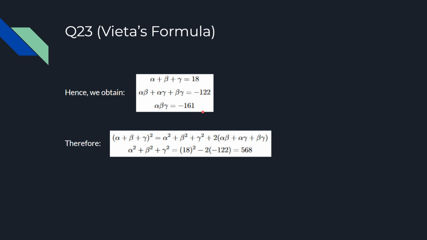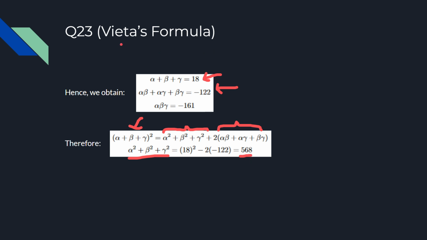So at the end of the day, we want to obtain alpha squared plus beta squared plus gamma squared. And there's a nice way to evaluate this. All I have to do is take this term and square it out. When I square it out, I get this bit, which has a known value. I simply take 18 squared. And I have this bit, which also has a known value, which is negative 122. So I substitute those in and I get my final result of 568.